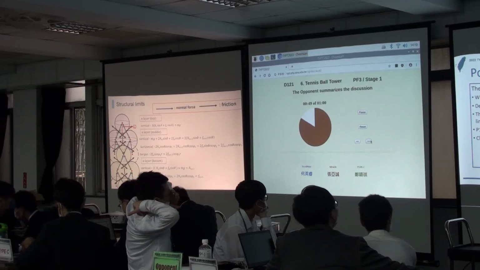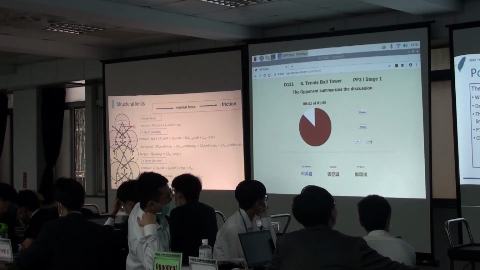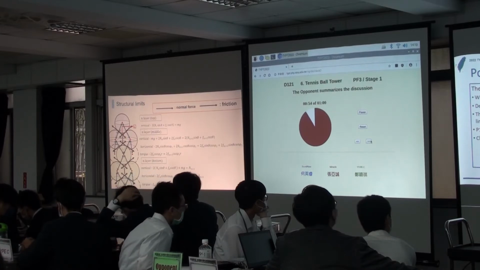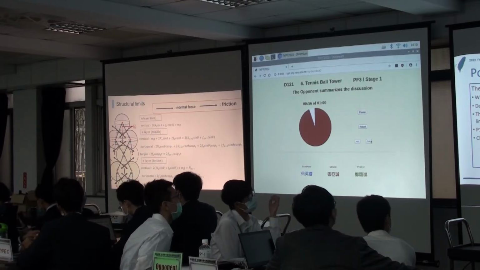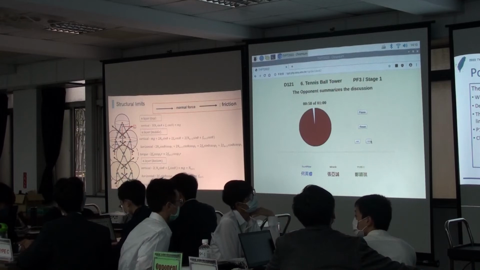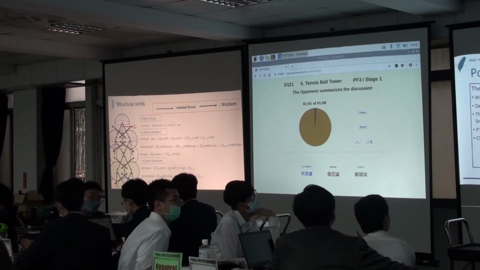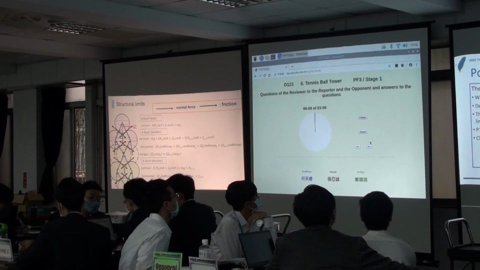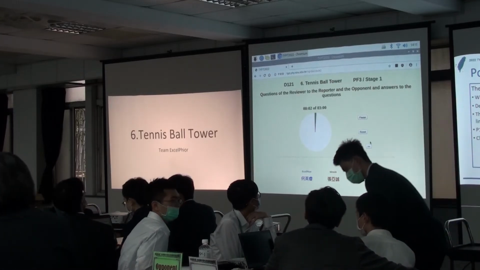And in our discussion of the deformation, the reporter says that he thinks deformation might cause the system to be more stable, but we did not see any experiment verifying this. So, thank you.